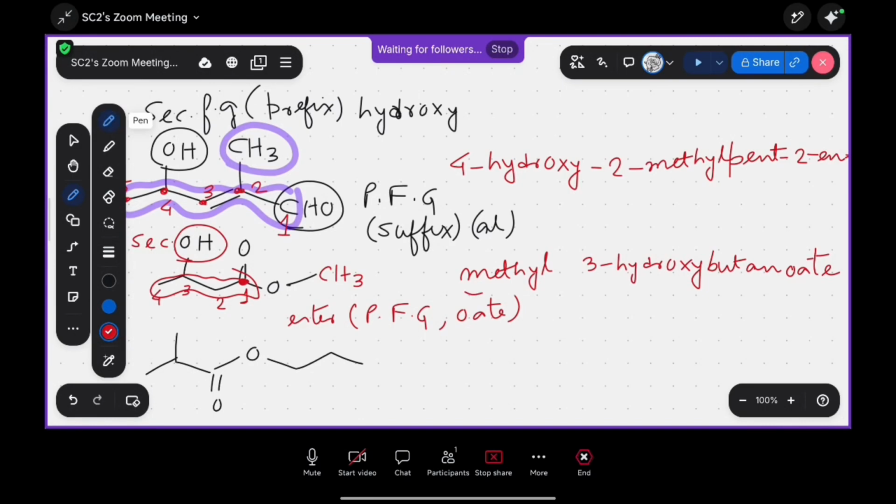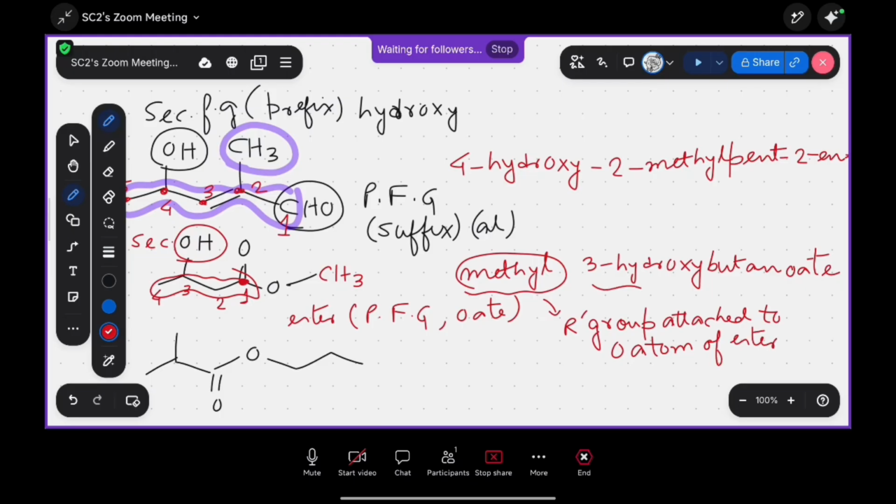Methyl is the R dash group attached to the oxygen atom of the ester. We have to label that first. Then 3-hydroxy becomes the side chain, or the substituent.